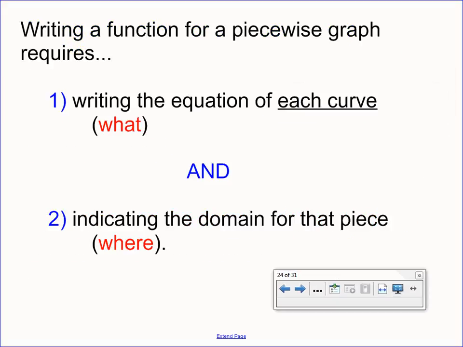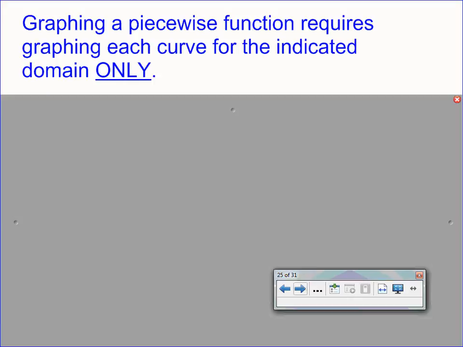Writing a function for a piecewise graph requires two things. One, writing the equation of each curve, that's the what, right? What function rule applies. And then two, indicating the domain for that piece. That's the where. For what x value windows does that piece apply? So, graphing a piecewise function requires graphing each curve for the indicated domain only.